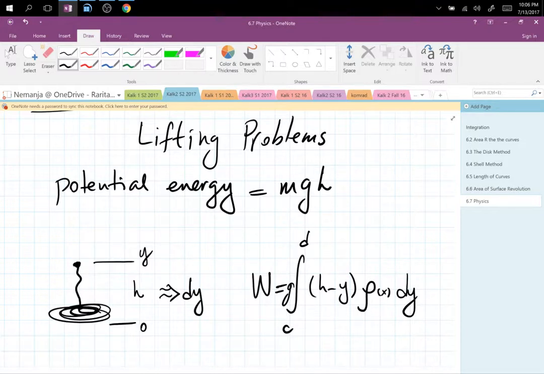So would this be like D then? Well, we use rho, but if you want to use D, you can use D. I think professors use y or x. Y. Thank you.